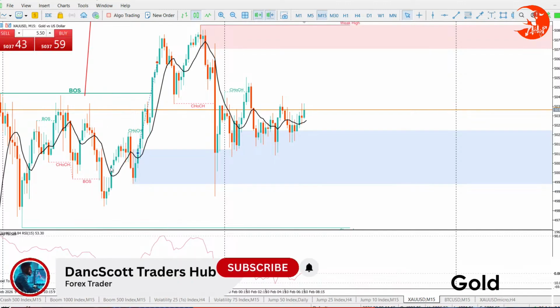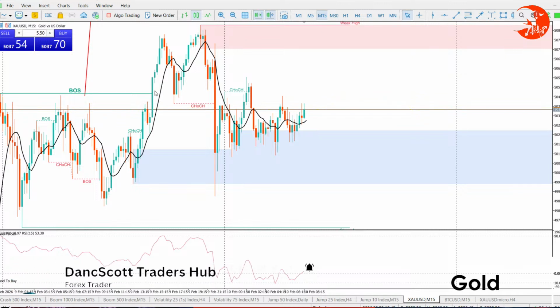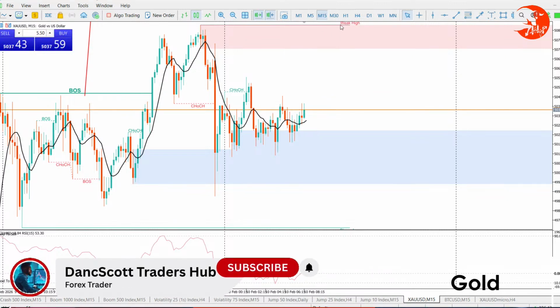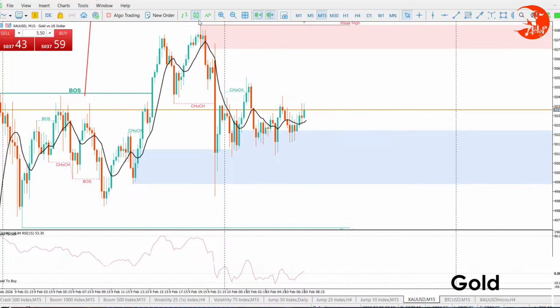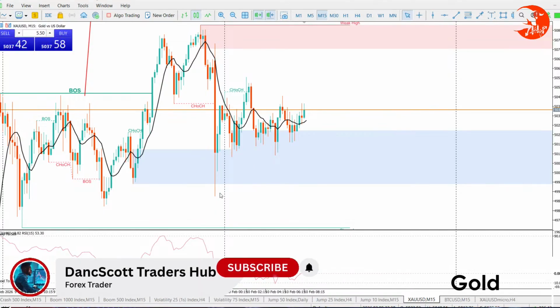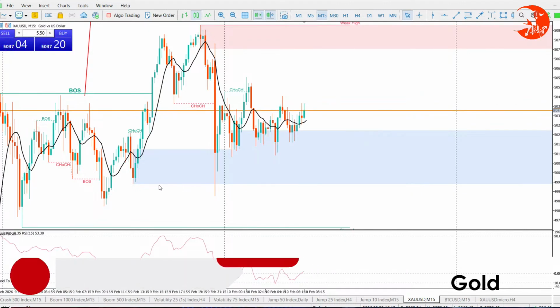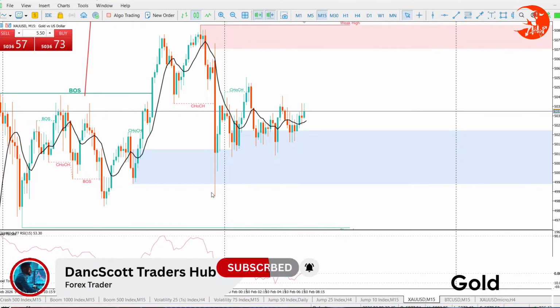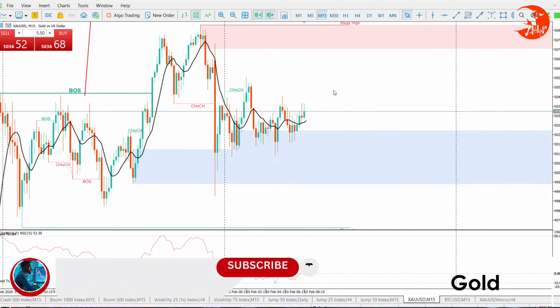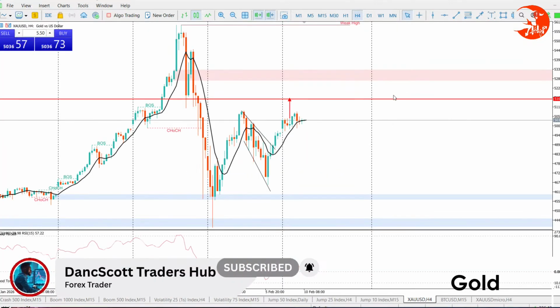Alright, so all that is no longer necessary. Remove history. We got a break of structure there, and that is now a weird one, because clearly we see a change of character. Then it later dropped late night, dropped once again to that order block, and then reacted and now it is consolidating. Now I want to see first on H4. What do I have?